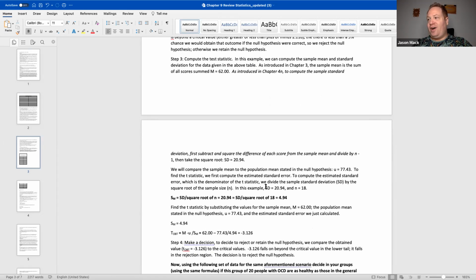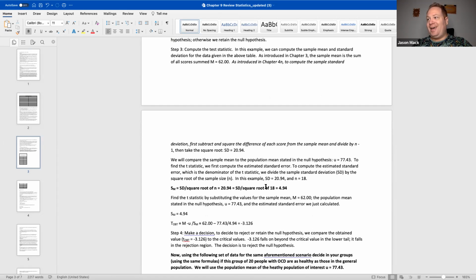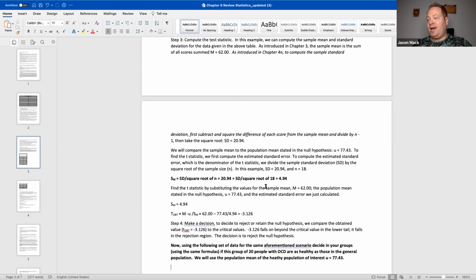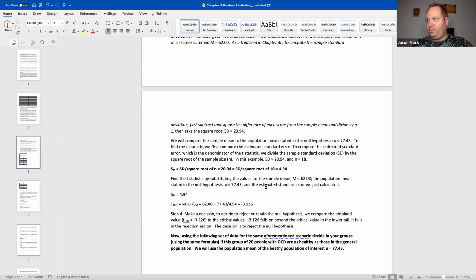77.43. To find the t-statistic, we first compute the estimated standard error. To compute the estimated standard error, which is the denominator of the statistic, we divide the sample standard deviation by the square root of the sample size, n. In this example, the standard deviation is 20.94 and n is equal to 18. Therefore, the standard error is equal to the standard deviation divided by the square root of n, 20.94 divided by the square root of 18, which is equal to 4.94. So the standard error is 4.94.